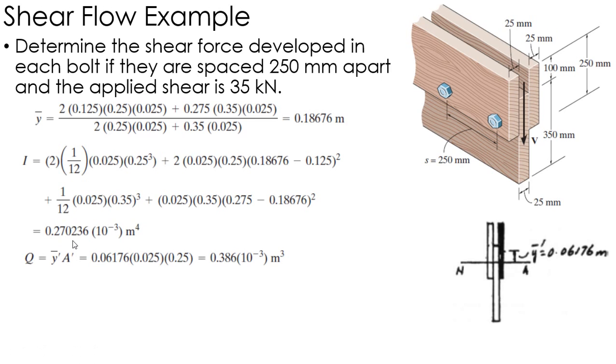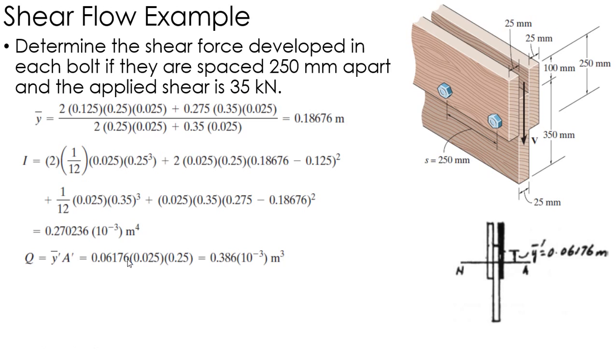Then Q again is the centroid times the area of the piece I'm looking for, and I'm looking for essentially the shear flow at this intersection between the two boards. So I make my cut there and look at one side, which would just be this board, which has an area of 25 millimeters by 250 millimeters. Now that I know my neutral axis, I'm 125 from the top, and that will give me the location of the centroid of this piece right here.